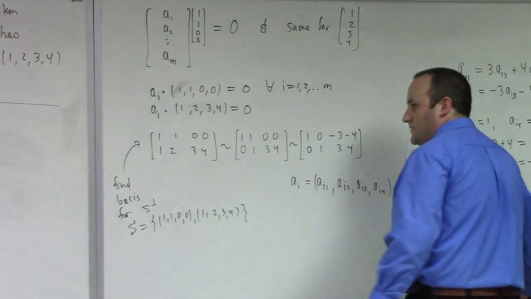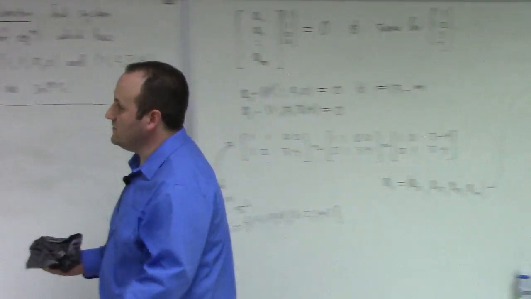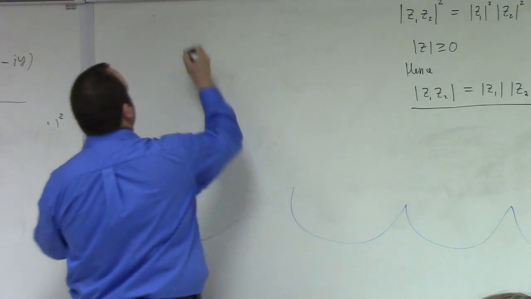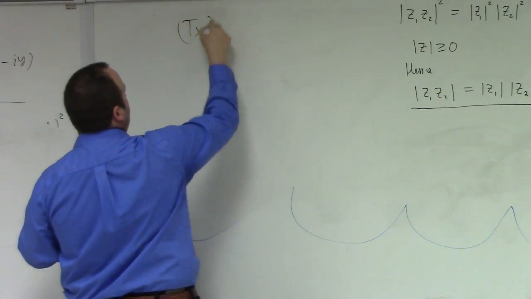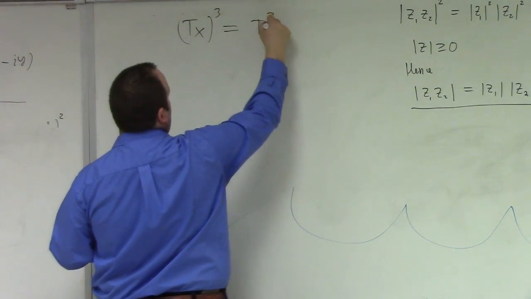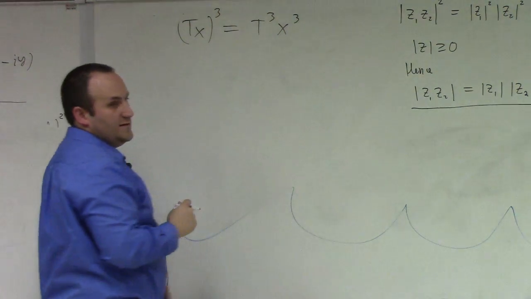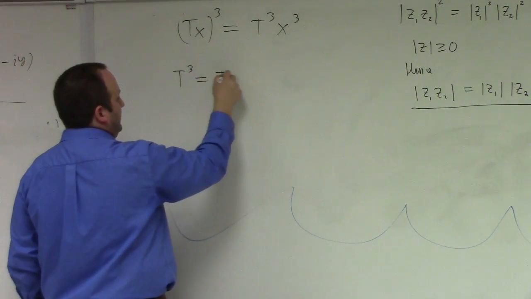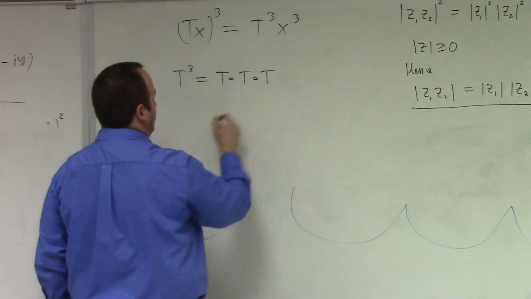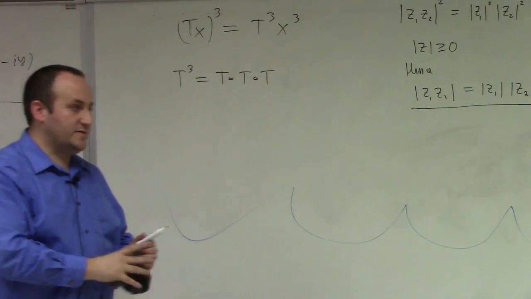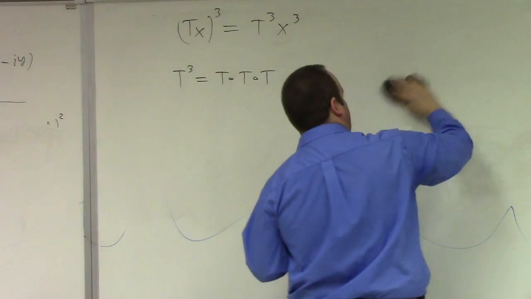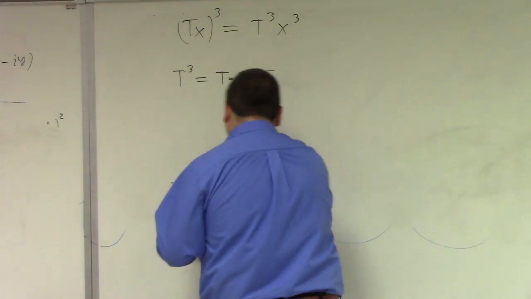I think a lot of you don't know what composition of operators means. From what I see on the test, you think that T x cubed is equal to T cubed x cubed or some such nonsense. This is crazy. T cubed means composition of T three times. This is an operator. When we talk about squaring or cubing or even inverting an operator, we're talking about it with respect to composition of functions.